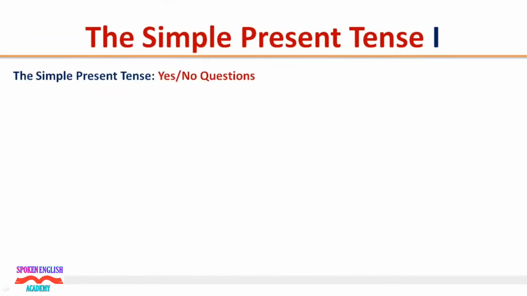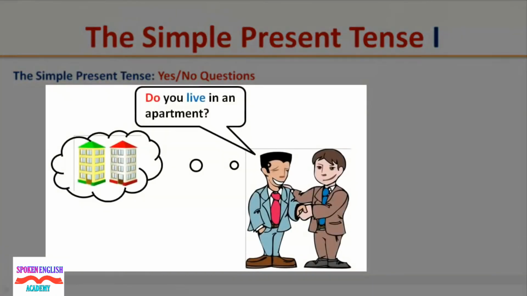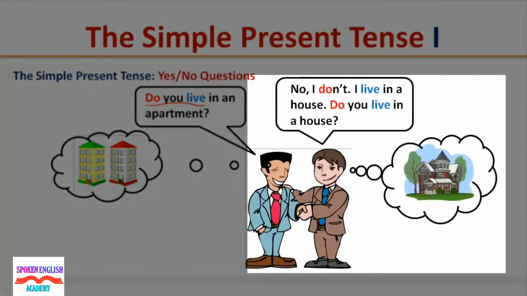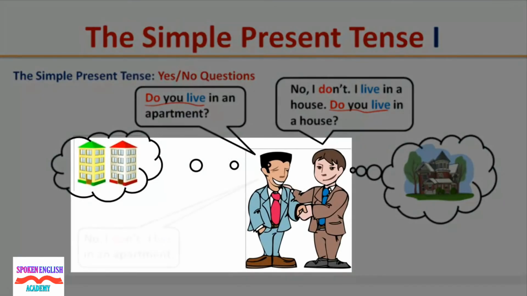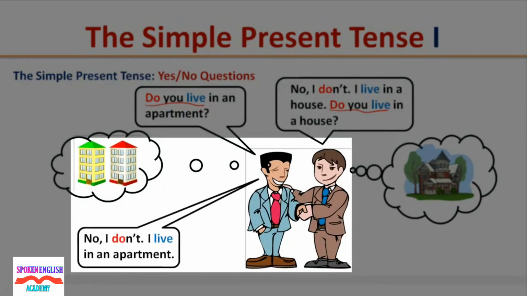The simple present tense, yes/no questions. Listen to the following short conversation and pay attention to the word order in yes/no questions. Do you live in an apartment? No, I don't. I live in a house. Do you live in a house? No, I don't. I live in an apartment.